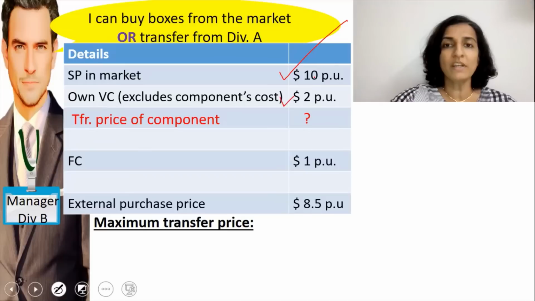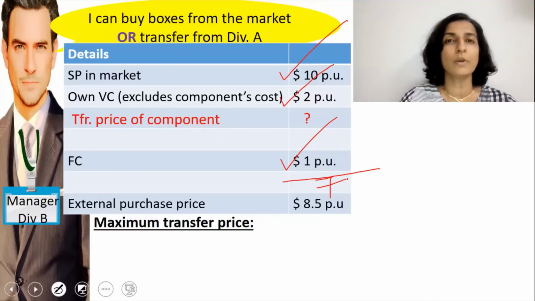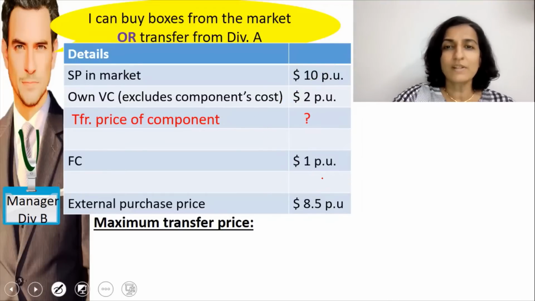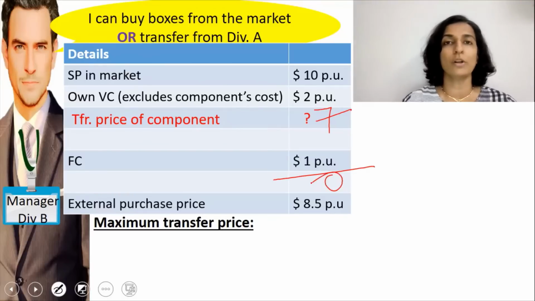So minus own variable cost 2, minus fixed cost 1. So 10 minus 2 minus 1, the current profit is $7 per unit. In order to have no profit, no loss, the maximum transfer price that Division B can pay is $7. So when $7 comes here, we will end up with a profit of $0. So that is the maximum transfer price that Division B can afford to pay.